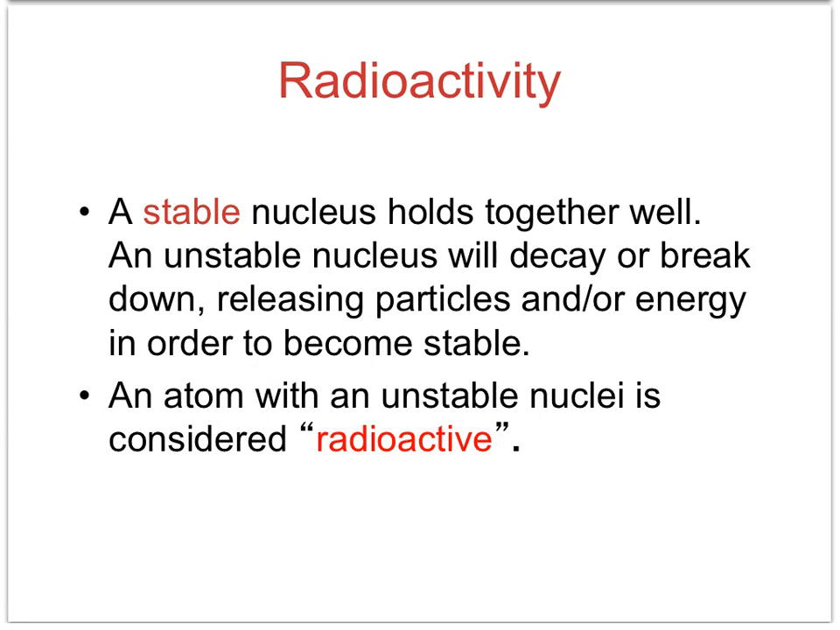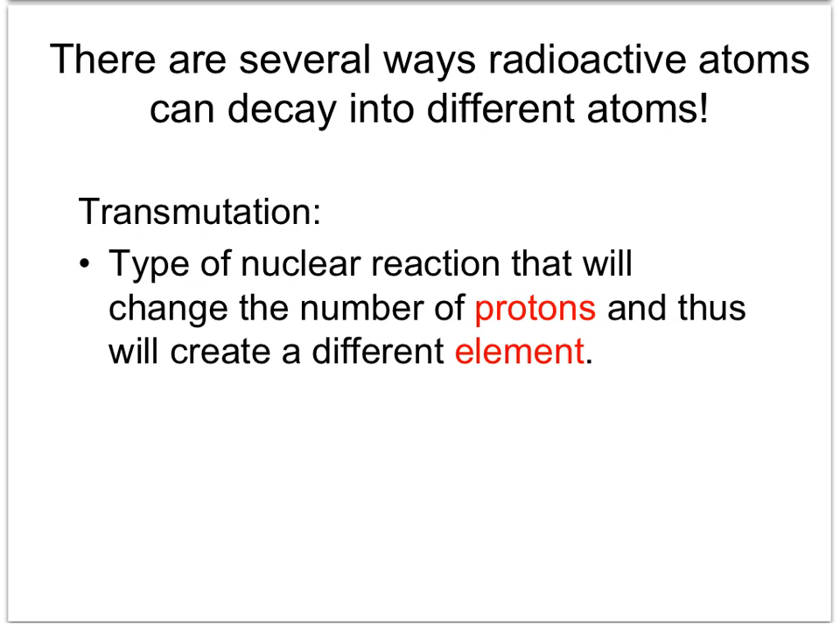Most nuclei are stable, which means they hold together well. An unstable nucleus is not going to hold together well and will go through a process of decay in which it will break down, releasing particles and/or energy in order to become stable. We call unstable nuclei radioactive. There are several ways radioactive atoms can decay into different atoms.